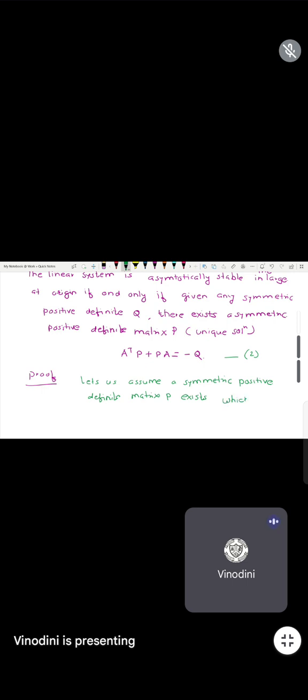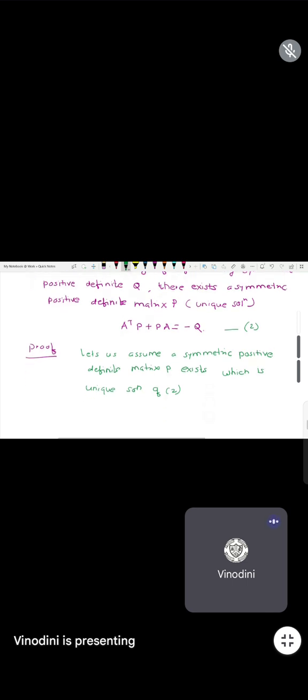which is the unique solution of equation 2. Consider a scalar function. Why this is there, I will explain it, but right now you consider it, V of x.